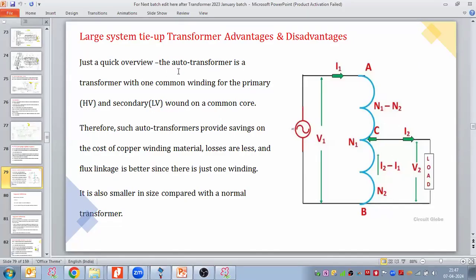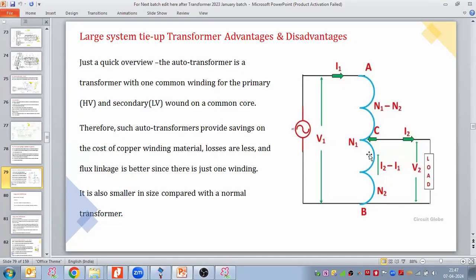So just a quick overview. The auto transformer is a transformer with one common winding for the primary and secondary, both wound on a common core. Therefore such an auto transformer provides savings on the cost of copper winding material, because we are taking tappings, and when we take the tapping, another winding is not required.